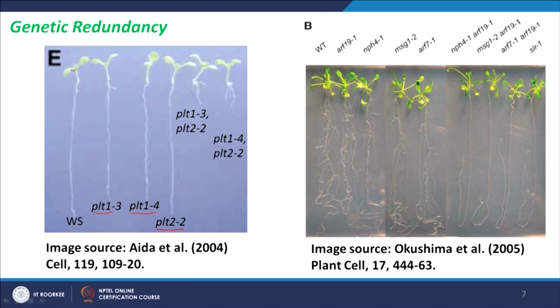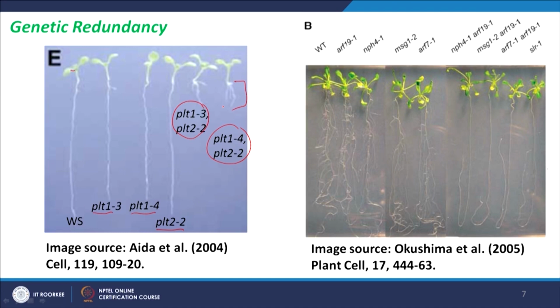Similarly, when you mutate plethora 2 alone, you do not see a significant difference. It is quite similar to the wild type. But when you make a double mutant, when you mutate both plethora 1 as well as plethora 2, you can see that root growth is very strongly inhibited. They are very short rooted, which means that both plethora 1 and plethora 2 are working in a genetically redundant manner to regulate the root growth, and a single mutant of them does not have a significant effect.